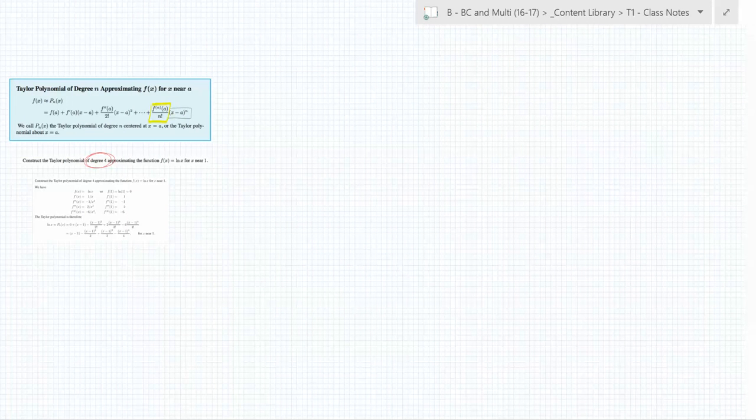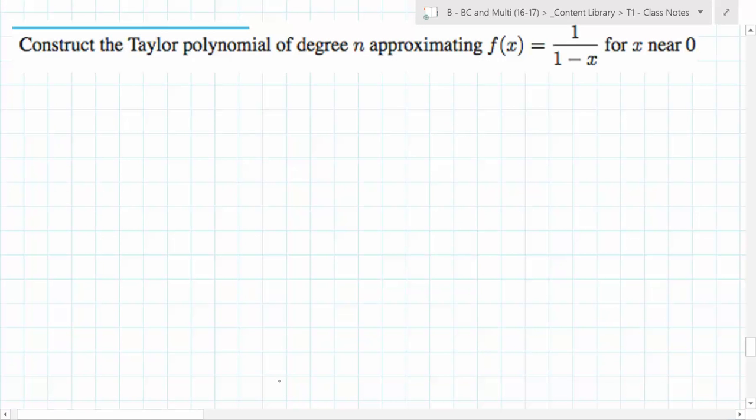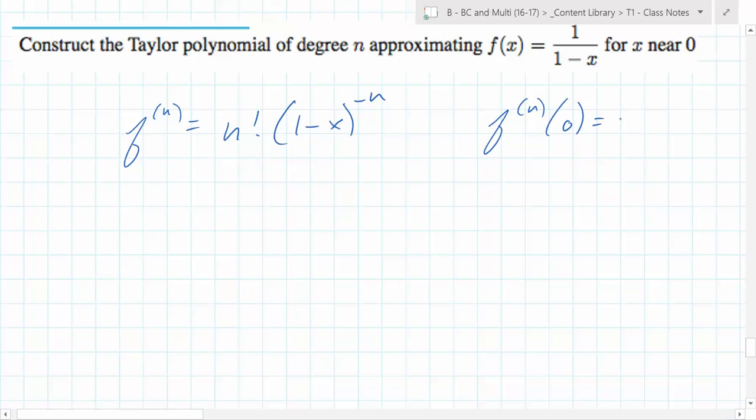What if we don't simplify all the way? Great derivative. What did you get for your general derivative? The nth derivative turns out to be what? N factorial times 1 minus x to the negative n. So what is f n of 0? It's just n factorial, right? It is n factorial, because when you plug in 1, what's 1 to any power? 1. 1 to any power is 1, right?